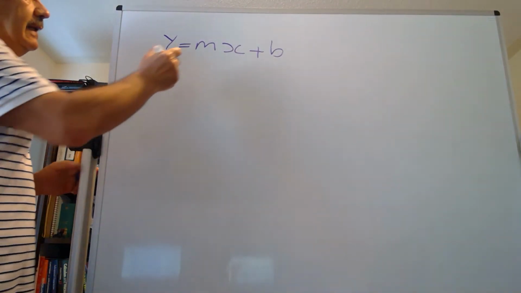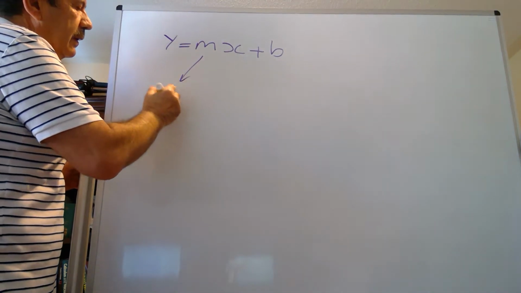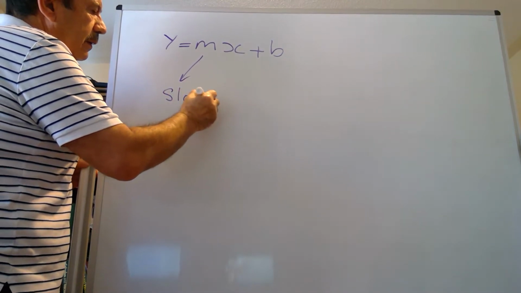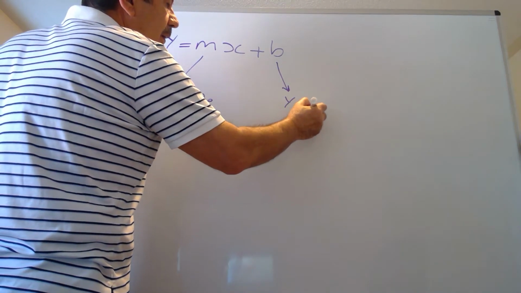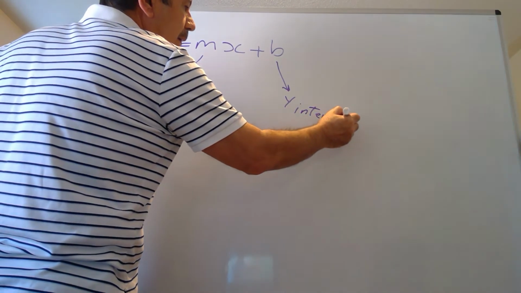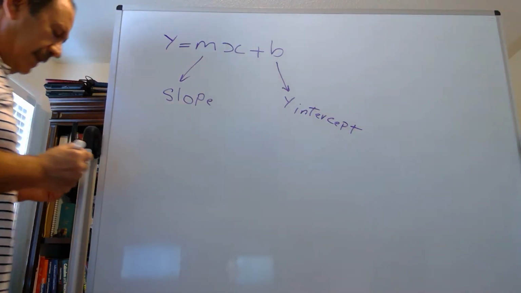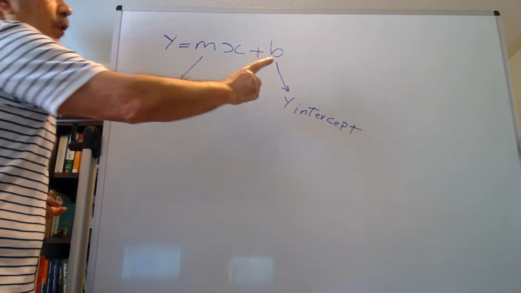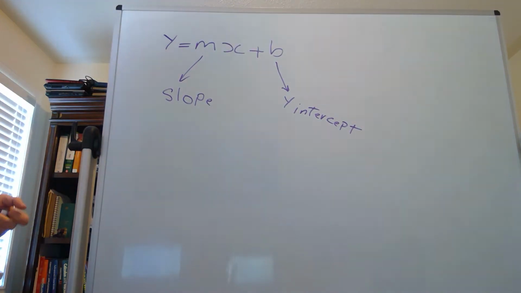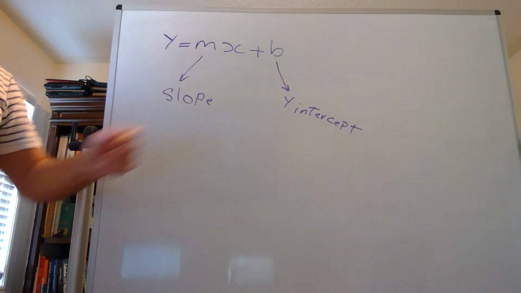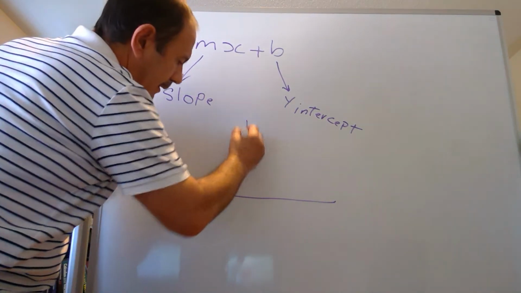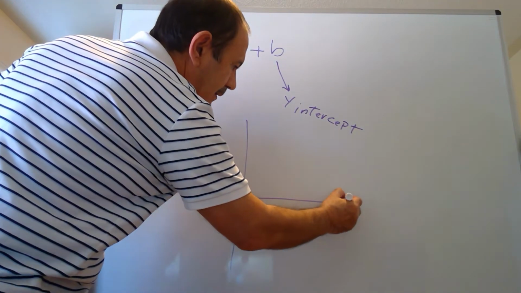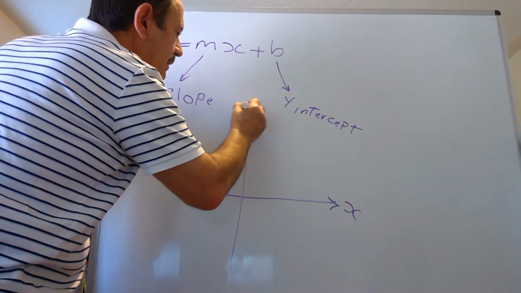In this format, m is the slope and b is the y-intercept. That's why we call it the slope y-intercept format. Now, the y-intercept, as I explained already in the Cartesian system, is the point where the line crosses the y-axis.